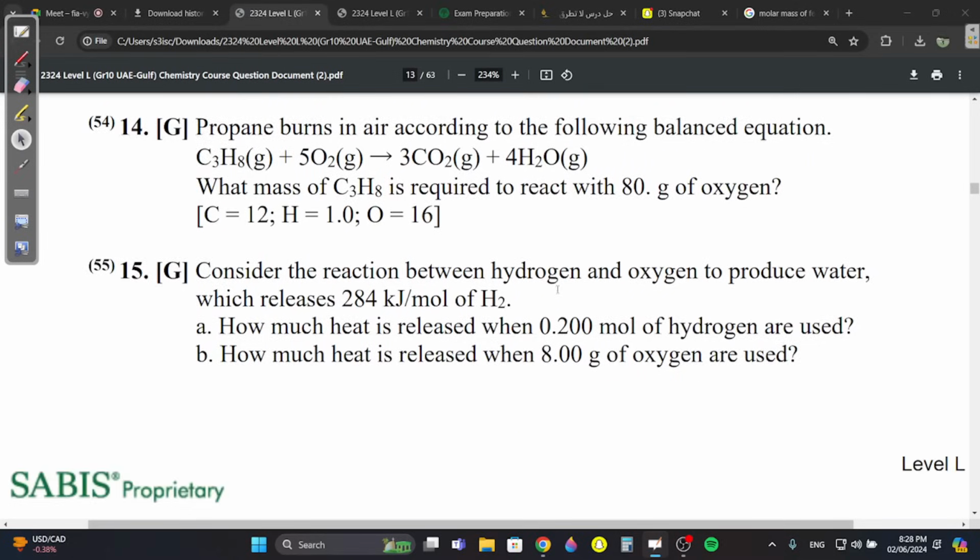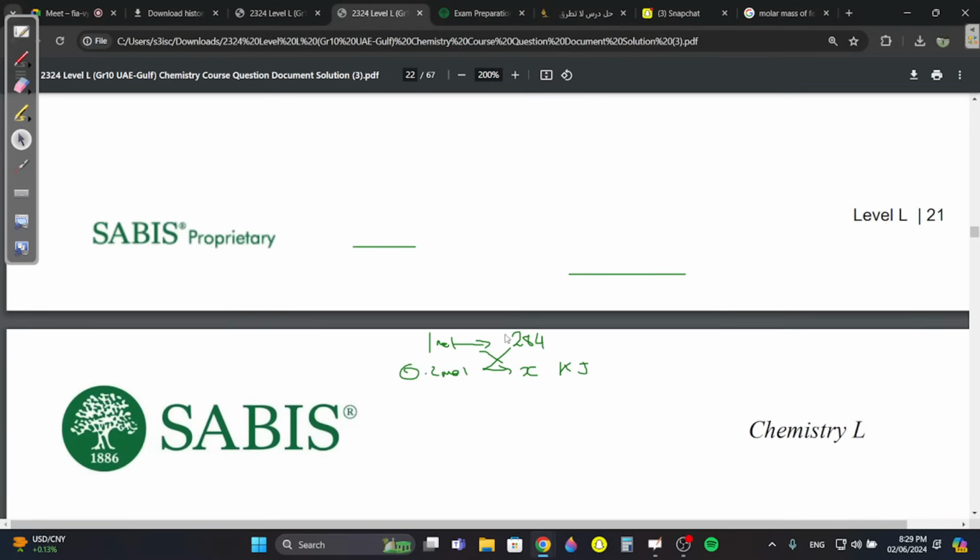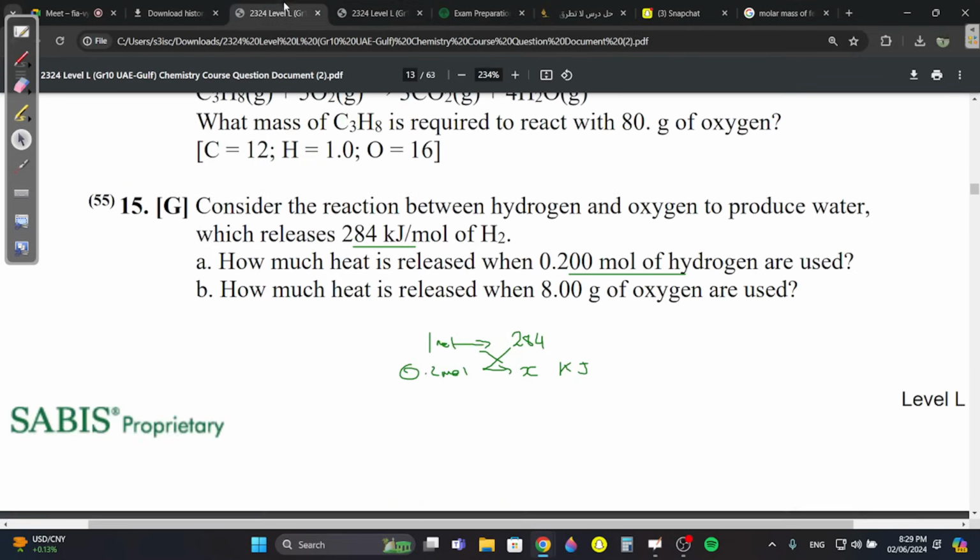The molar mass parts, I add them in my head because I think you all know how to do it. I'm not explaining how to find the molar mass. Just add them up. Consider the reaction between hydrogen and oxygen to produce water, which releases 284 kilojoules per mole of H2. How much heat is released when 0.2 moles of H2 are used? For 1 mole of H2, I get 284. How about when I have 0.2 moles? I'm going to get X kilojoules. So you cross multiply, and it should be divided by 5. You get 56.8.